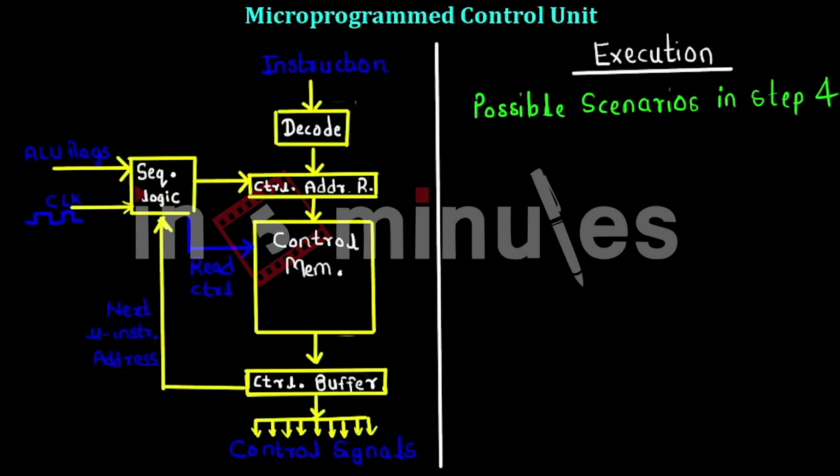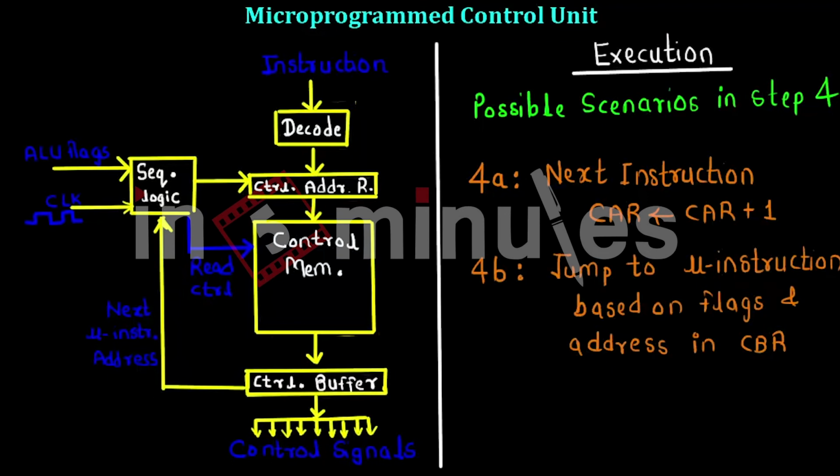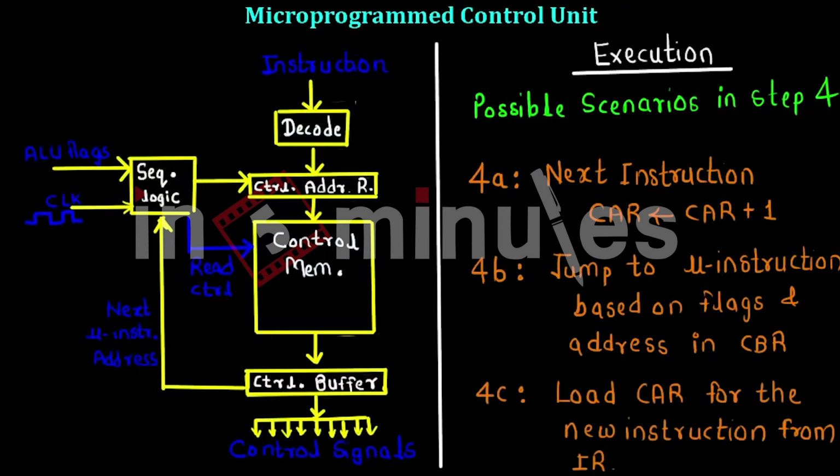So in this step 4, where the next micro instruction address is loaded by the sequence logic, there are 3 possible scenarios. First of all, we can have immediately the next micro instruction, which is incrementing the CAR. This is normal. If the jump condition is true, then we are going to have the micro instruction specified by the jump address in the CBR. And otherwise, we can have a completely new instruction from the decoder itself.